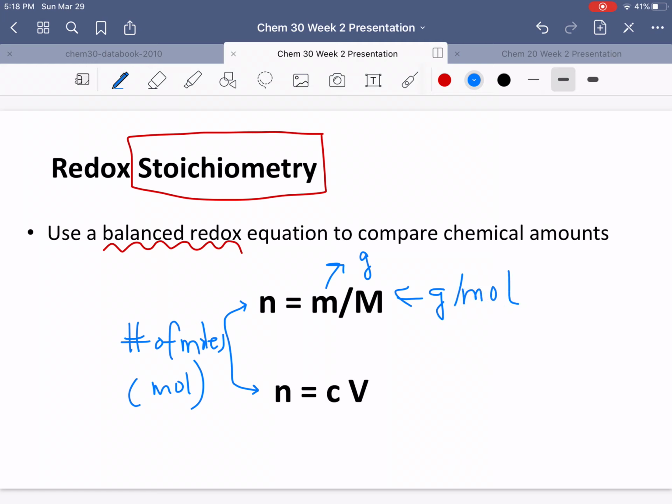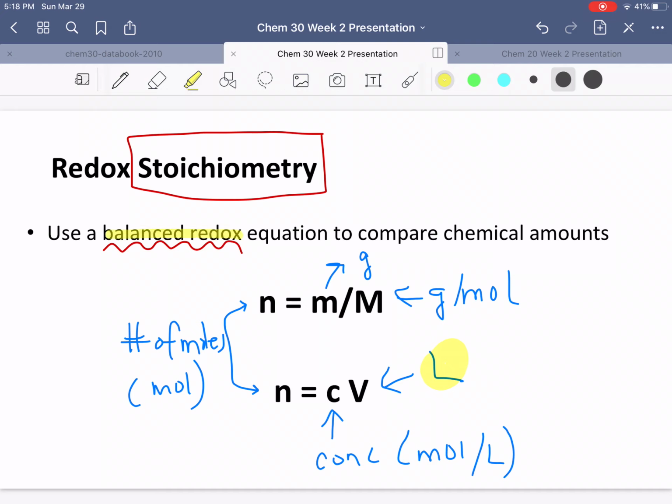And going back to the bottom one, c here is your concentration. And remember, concentration is a molar concentration here. It's always in moles per liter, which means the volume has to be in liters. If it's written in milliliters, for example, or in kiloliters, you're going to have to convert it to liters to use this. And again, I'll stress it.